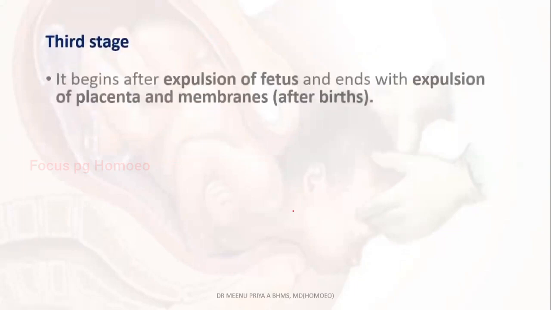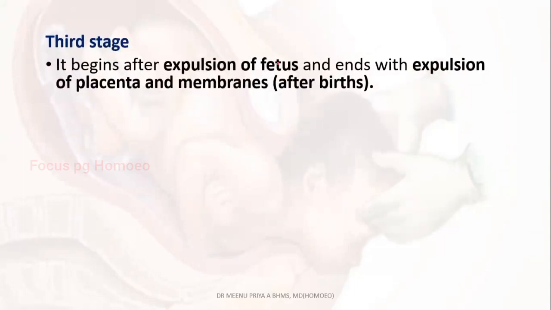Now, the third stage begins after expulsion of the fetus and ends with expulsion of the placenta and membranes. So always, don't get confused. In the second stage, the fetus is out. The fetus is delivered. The third stage is exclusively for the placenta and the membranes, which is also called afterbirth. That means after the birth of the fetus, whatever is remaining in the uterine cavity is mainly placenta and membranes.